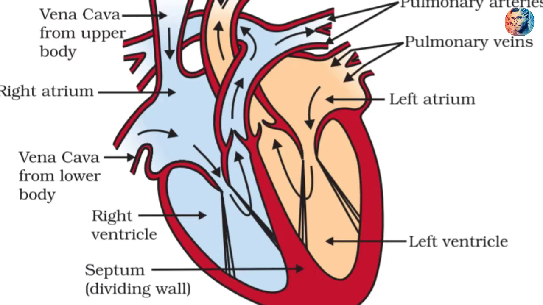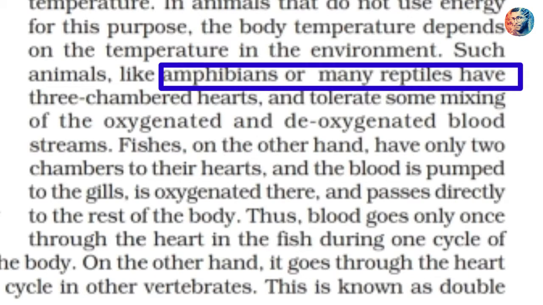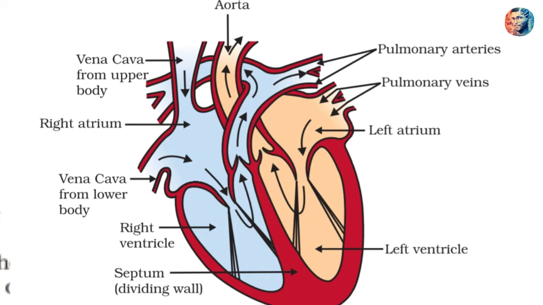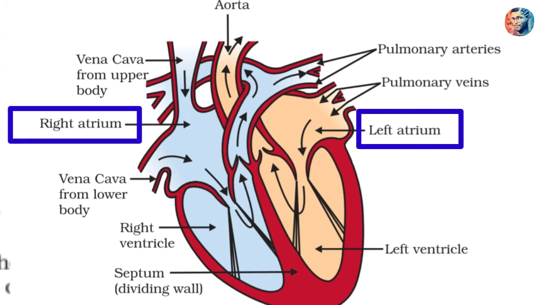As we said before, there is a separation between the right side and left side of the heart, called the septum. So what is the use of the septum? The septum prevents the mixing of oxygenated and deoxygenated blood. Amphibians and reptiles have a 3-chambered heart, while fishes have a 2-chambered heart. Then how many chambers does the human heart have? 4 chambers, no? Right atrium, left atrium, right ventricle and left ventricle.